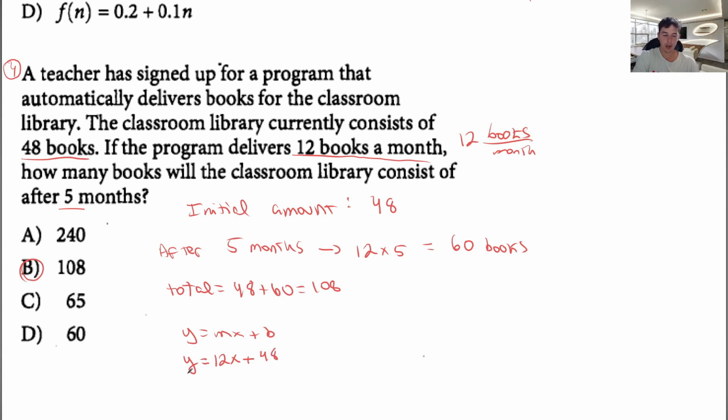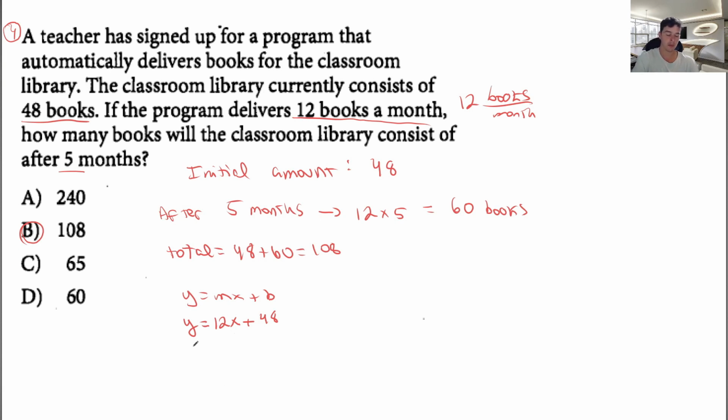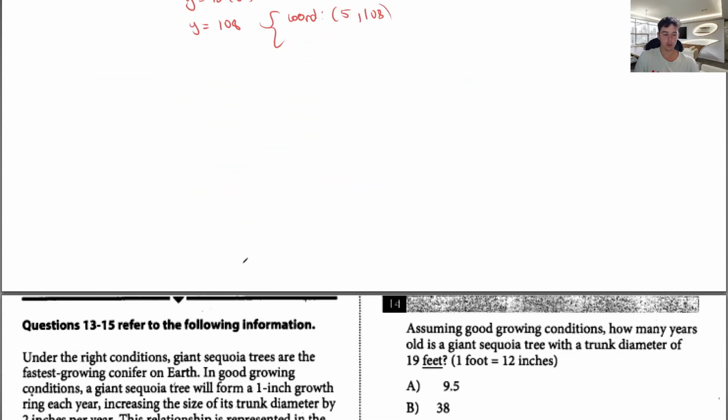In this equation, y calculates the number of books, x is the number of months. So if x is equal to 5, they're pretty much asking what is the value of y when x is 5. So y equals 12 times 5 plus 48. So y equals 108. B. And this is a coordinate. I always like to point out the coordinates because it shows my understanding of how the y relates to the x based on the equation. So that's coordinate 5, 108, just in case you didn't know. Okay, let's do another one.